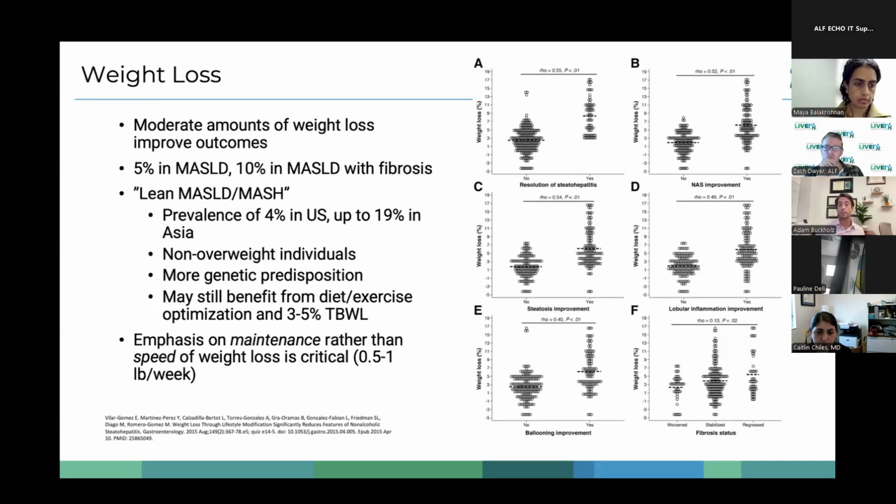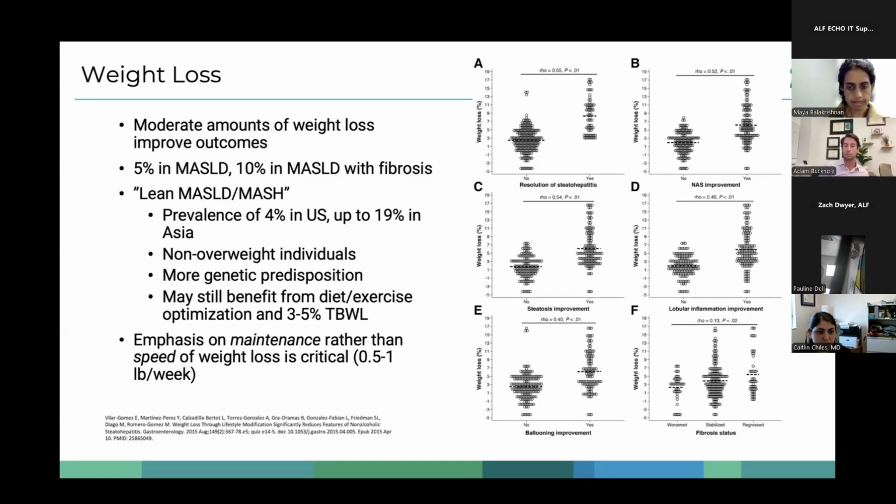Weight loss has been the mainstay of disease management for more than a decade now. And that's based on data over here on the right-hand side that shows that even moderate amounts of weight loss can improve outcome in fatty liver disease. Right now, there are varying recommendations, but as useful, easy to remember thresholds for those with bland disease, losing about 5% of total body weight seems to improve histologic findings, and in those with fibrosis, a more aggressive target of about 10% of body weight.